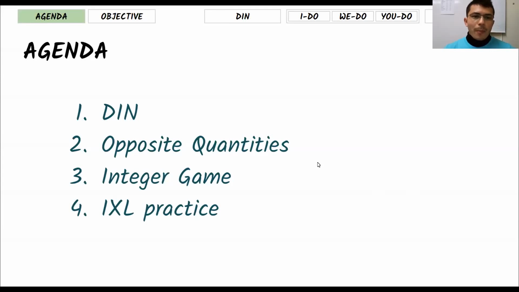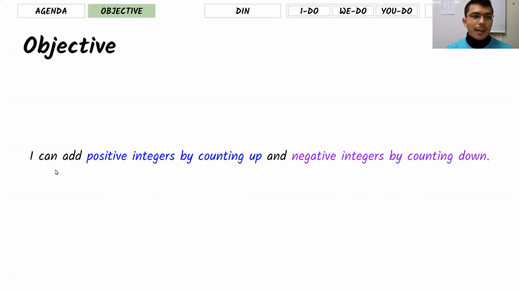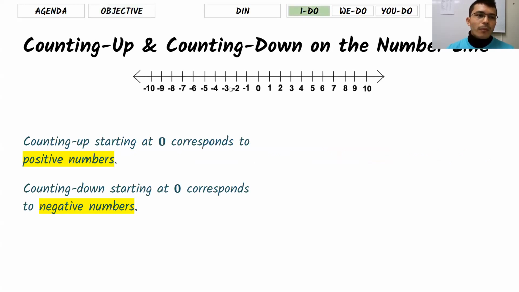Today we're going to talk about opposite quantities, and we're going to play an integer game, and then at the end you're going to have an IXL practice about today's lesson. Today's objective is: I can add positive integers by counting up, and I can add negative integers by counting down. We'll be using a number line like we started yesterday. It will be very similar, so counting up and counting down on a number line.